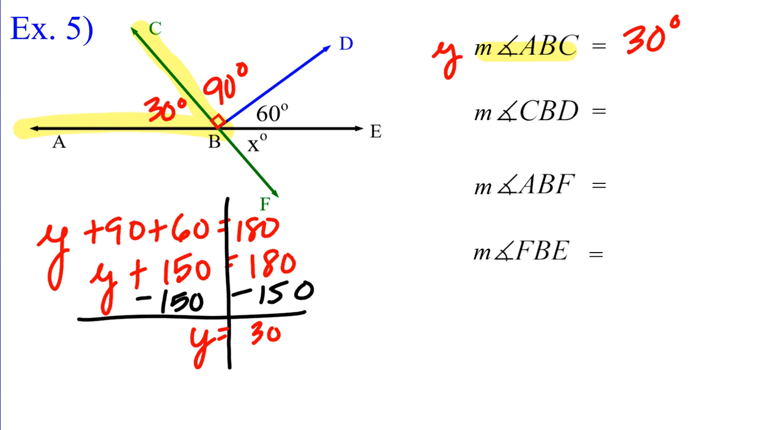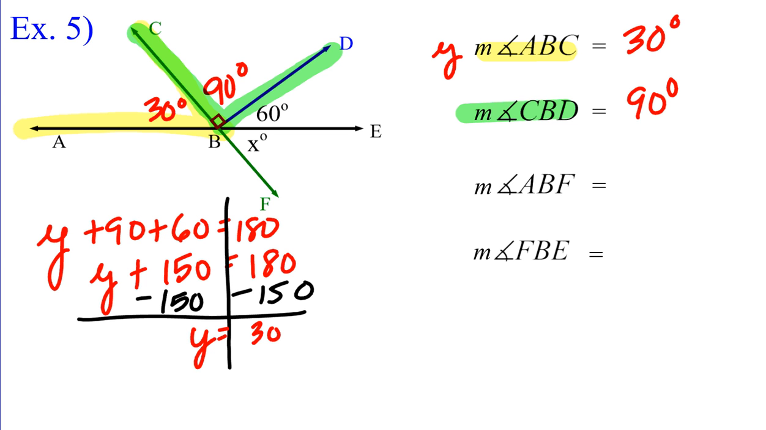Okay. Now the next one, it says, let me get a different color highlighter here, I'm going to look for angle CBD. And here that one is, CBD. And we already found that one, that one's 90 degrees. So I'm going to write 90 degrees in there.